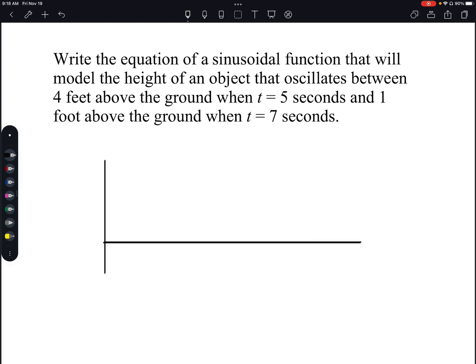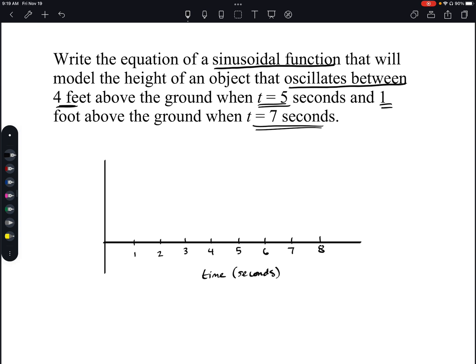And let's see, the information they gave us says that the sinusoidal function is going to oscillate between 4 feet when 5 seconds have gone by and 1 foot when 7 seconds have gone by. So let's go ahead and label our graph here. We've got some tick marks here. This would be 1, 2, 3, 4, 5, 6, 7. Heck, we might even throw an 8 on there just in case. So we have 8 little tick marks here. Remember, this is representing our time in seconds.